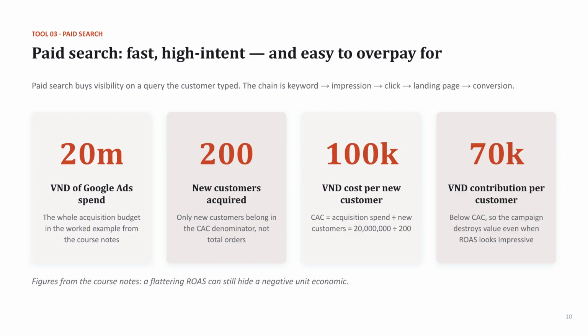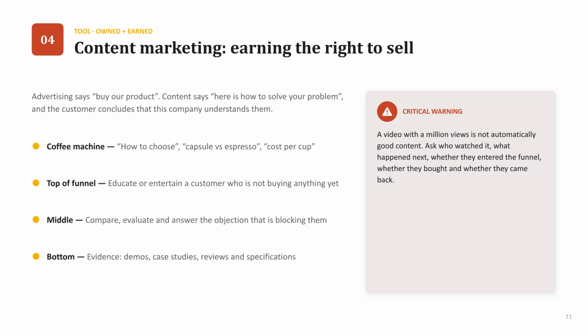Paid search is fast and high intent, but it's easy to overspend. A high return on ad spend can sometimes hide a negative unit economic, so you must carefully track your cost per acquisition. Content marketing is how you earn the right to sell. Instead of just pushing products, you create content that solves problems, guiding customers through the funnel from education to purchase.